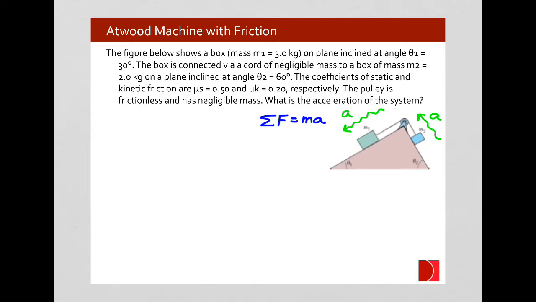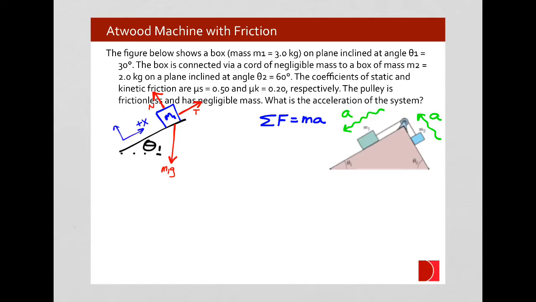So we can start by looking at the first block. That block is going to have gravity acting down on it. That block is also going to have tension pulling towards the rope, towards the middle of the rope. And that block is going to have a normal force acting on it.